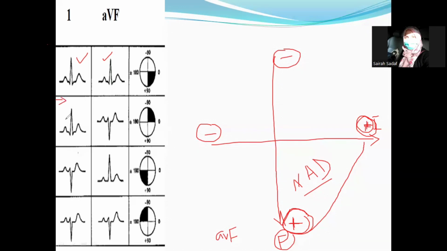Now you have an ECG where in lead 1, there is a positive deflection. The R wave is more dominant. While in AVF, there is a negative deflection. Now let's draw it on our graph paper. Lead 1 is positive, so it's here. Now, where's the negative end of AVF? This is negative, AVF is negative. So where's the negative end of AVF? Here it is. So what is that? This is the left side. It is known as left axis deviation.